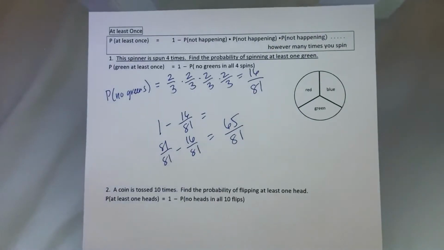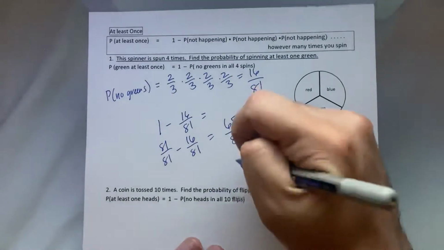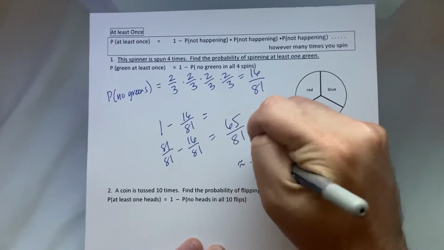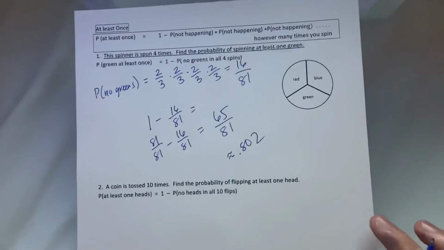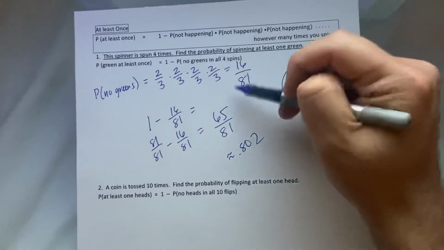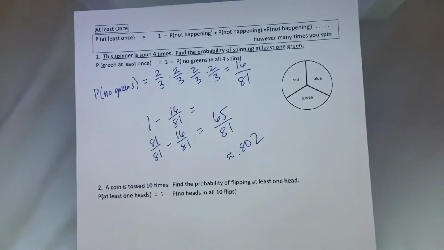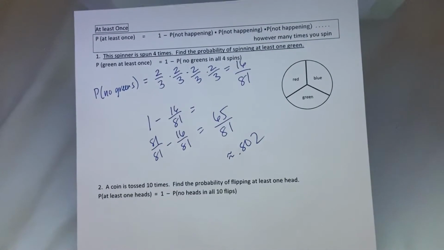Or I think this is just a shade above 0.8. Well, let's get the decimal just in case. 0.802. So it's really that easy, but you don't want to have written all 81 combinations out and counting which ones don't have any greens. That would not make me or you happy.